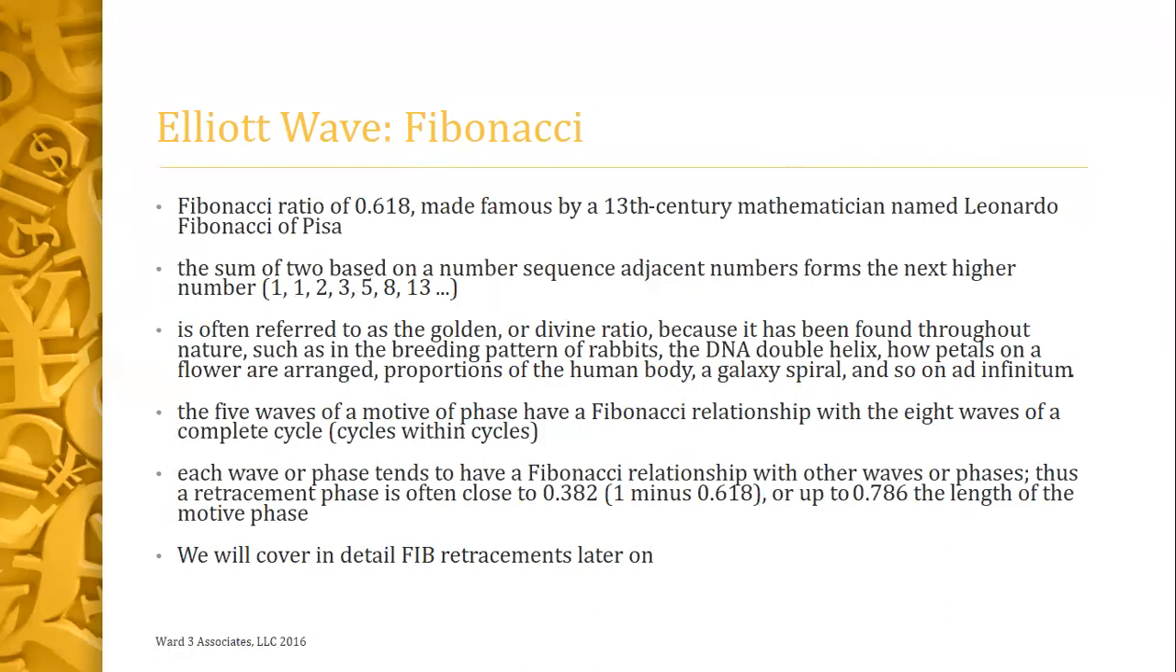0.618 is often referred to as the golden or divine ratio because it has been found throughout nature, such as the breeding pattern of rabbits, our own DNA, how petals on a flower are arranged, proportions of the human body, even in the galaxy spiral, and so on. The 5 waves of a motive wave have a Fibonacci relationship with the 8 waves of a complete cycle. So basically, for waves 1 through 5, the impulse waves, we measure the retracement waves, A, B, C, with Fibonacci.